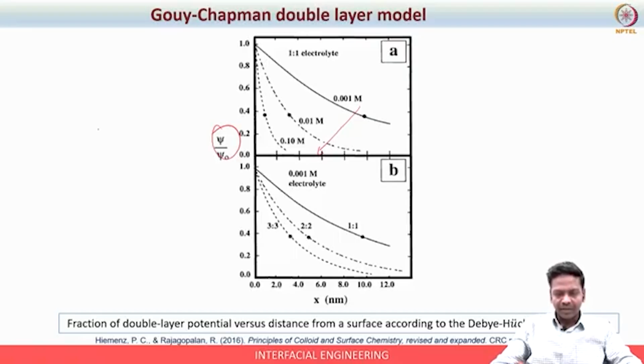So on the other hand, in the case of figure B, you can see that for different electrolyte types, let's say you have 1:1, 2:2, 3:3, and keeping the electrolyte concentration the same, you can show that the fraction of double layer potential varies across the surface. Okay. So this can be explained based on the equation that we have.